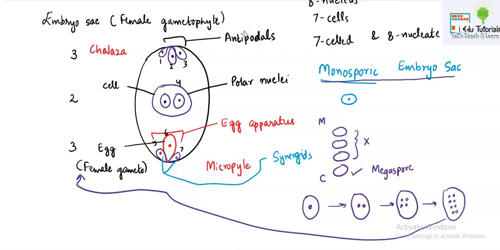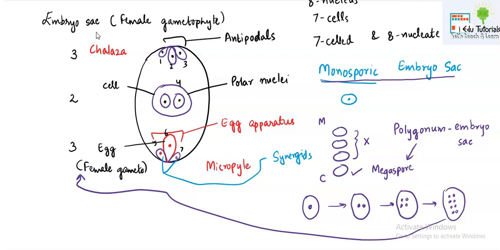monosporic embryo sac. Now in higher classes you will read this term polygonal embryo sac. So what do you mean by polygonal embryo sac? When the functional megaspore is at the chalazal end and it divides further to form 7 cells and 8 nucleated embryo sac, then such type of embryo sac is known as polygonal embryo sac.